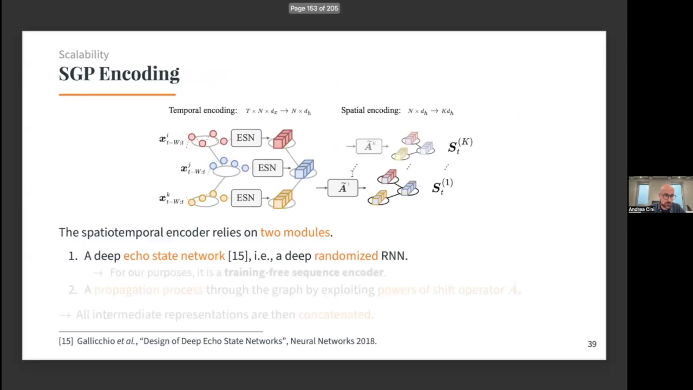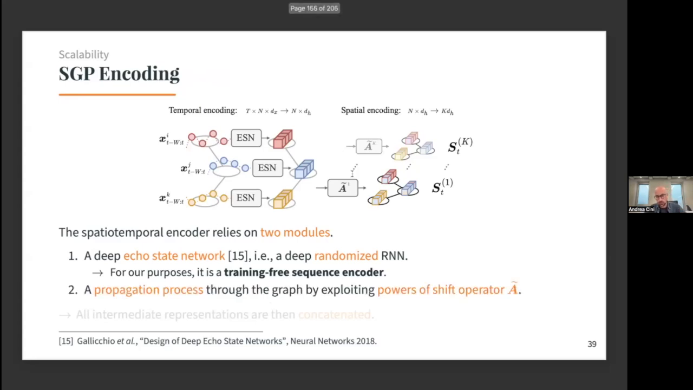So to carry out the encoding, we used an approach which basically consists of two steps. The first one is a deep echo-state network, which is encoding the temporal data along the temporal dimension. A deep echo-state network is basically a randomized RNN, which is initialized using an ad hoc strategy ahead of training and then kept fixed. So it's basically never trained. But from a high level, it can be seen just as a sort of training-free sequence encoder, a sort of temporal feature extractor.